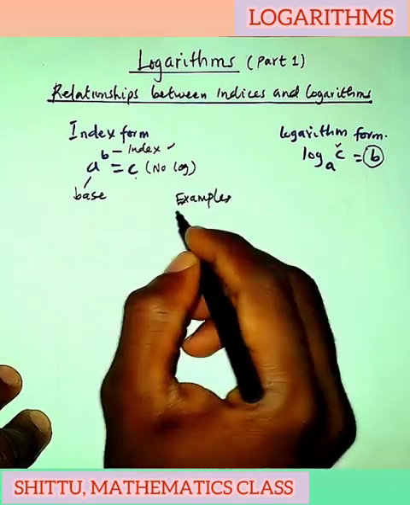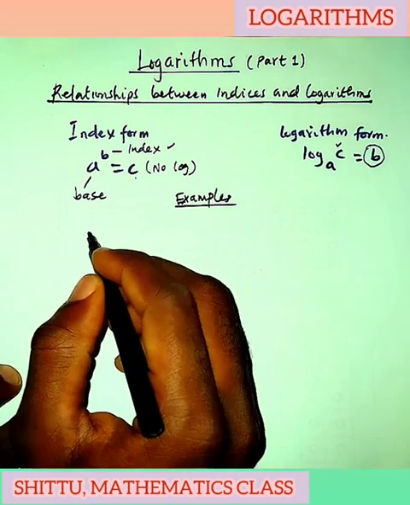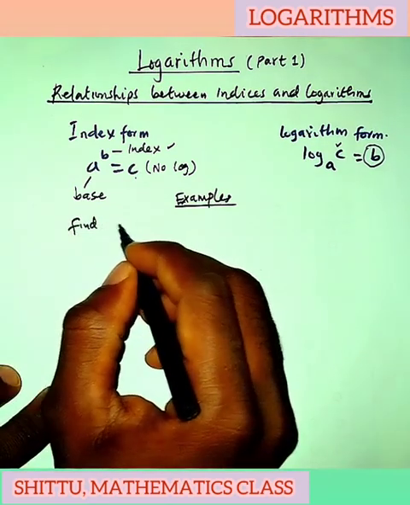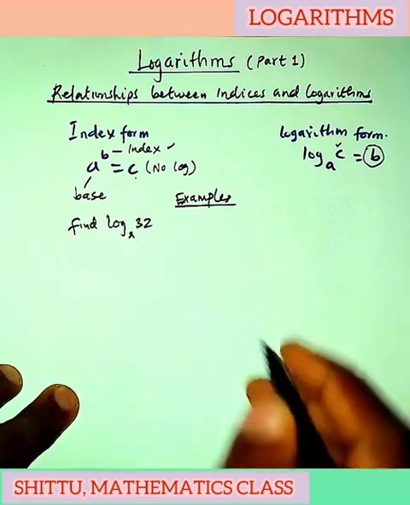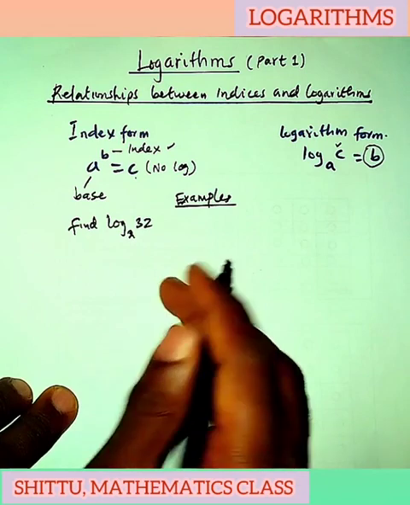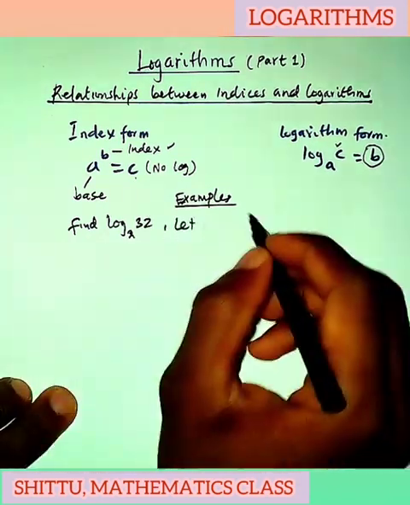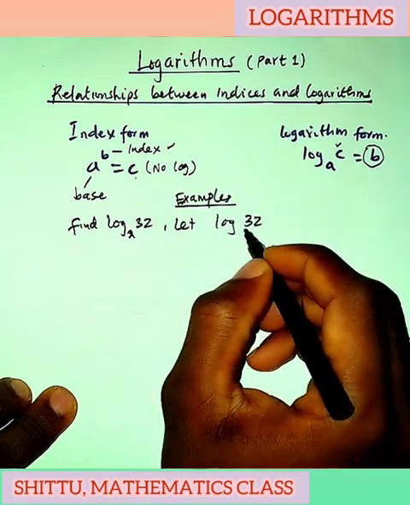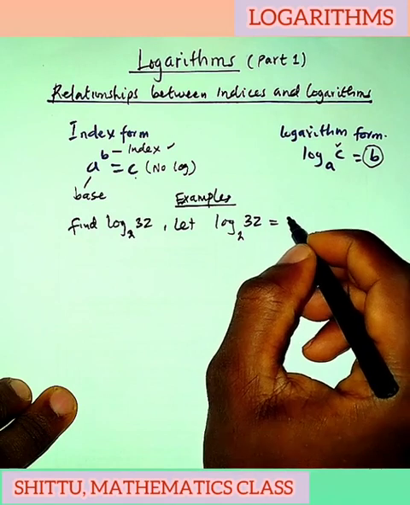So let's quickly solve this problem and see what we are going to do. The question says, let's find log 32 to base 2. If you want to get this one, what are we going to do here? We let log 32 to base 2 be equal to a particular letter, let's say x.